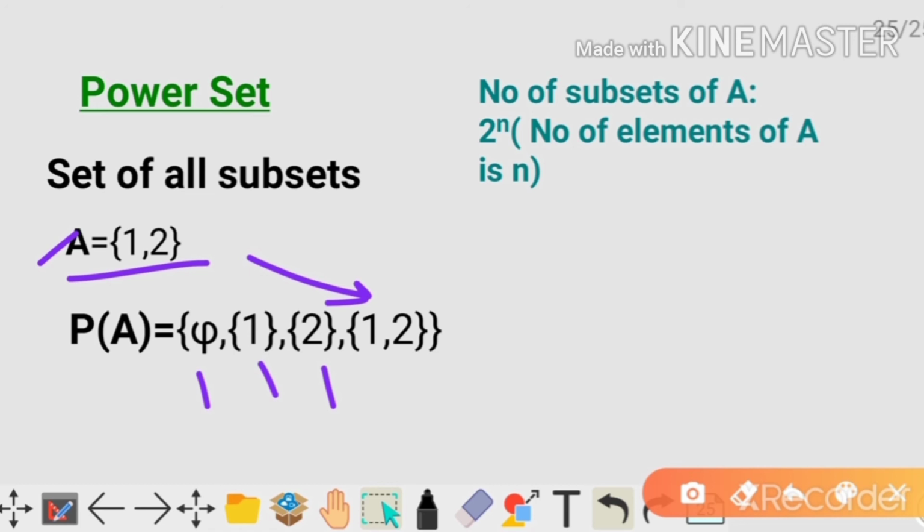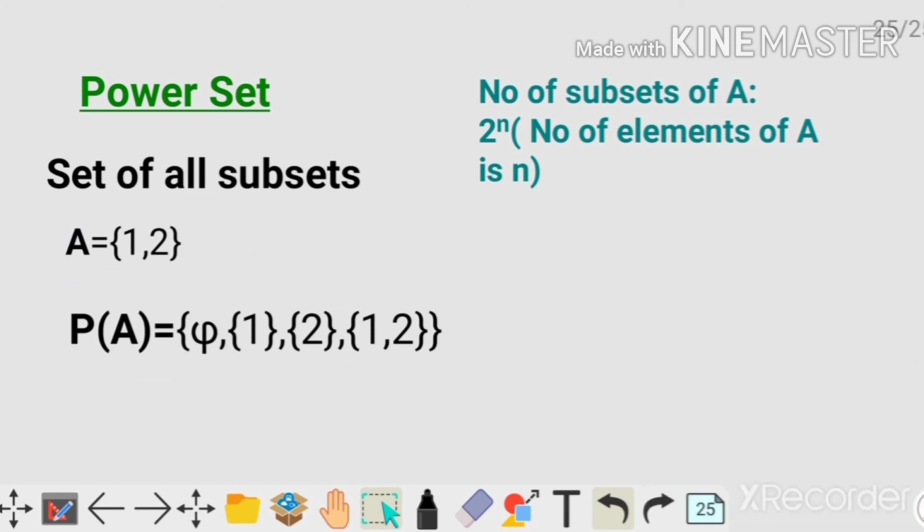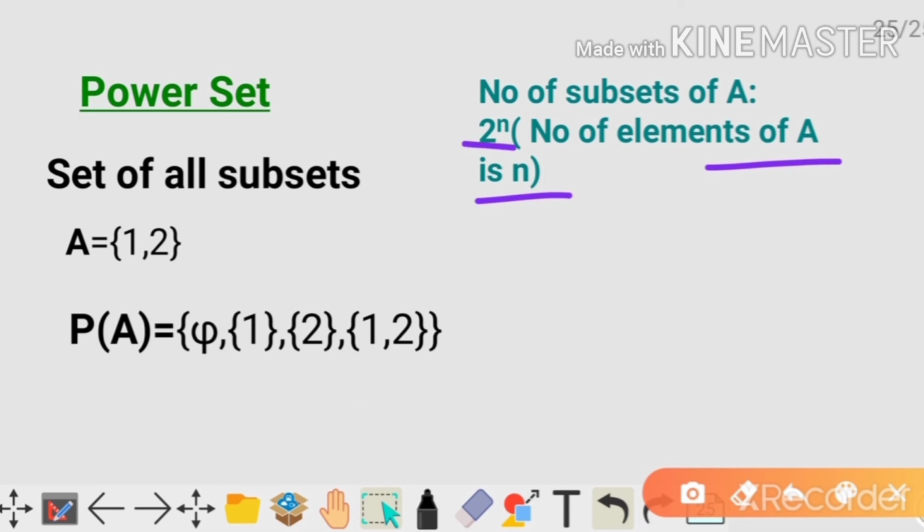So taking these 4 subsets as elements, we can form a set which is called P of A, the power set of A. So that is the power set of A, actually the set of all subsets. Now the next thing is the number of subsets of A. Suppose a set A has n elements, then the number of subsets of this set will be 2 to the power n. So if we look at A, here n of A, that means the number of elements is 2, 1 and 2, 2 elements.